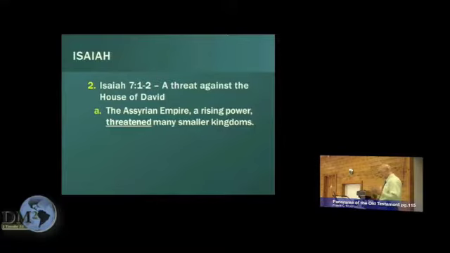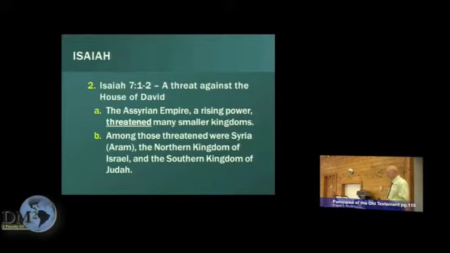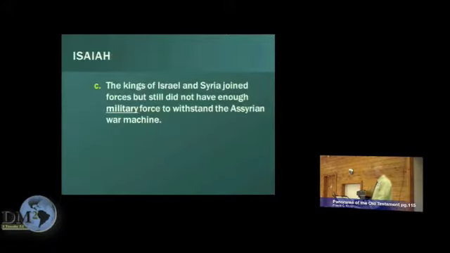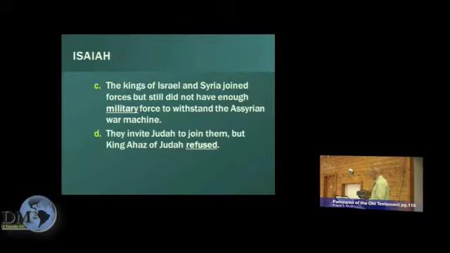So they're afraid of what's going to happen with this. You've got this coalition coming against them. Among those threatened were Syria, Aram, the northern kingdom of Israel, and the southern kingdom of Judah. They're all mentioned here. The kings of Israel and Syria joined forces, but still did not have enough military force to withstand the Assyrian war machine. They make an alliance, but it's not going to be enough. So they invite Judah to join them.